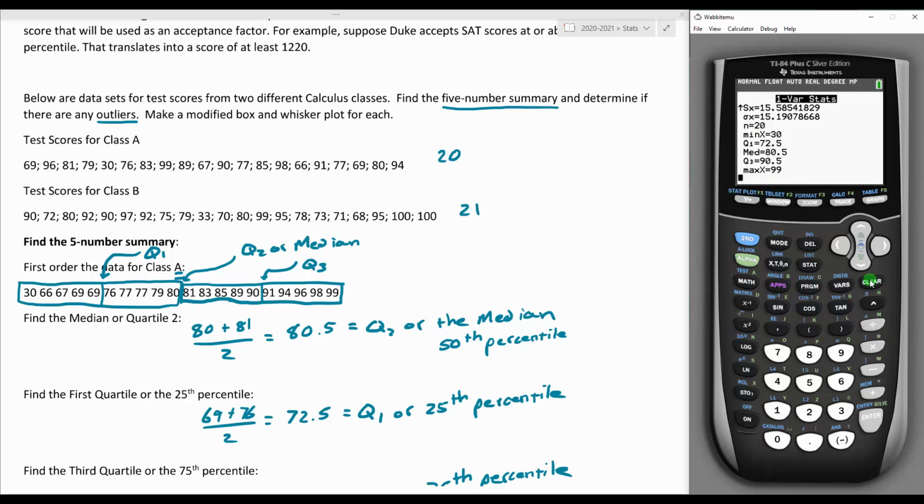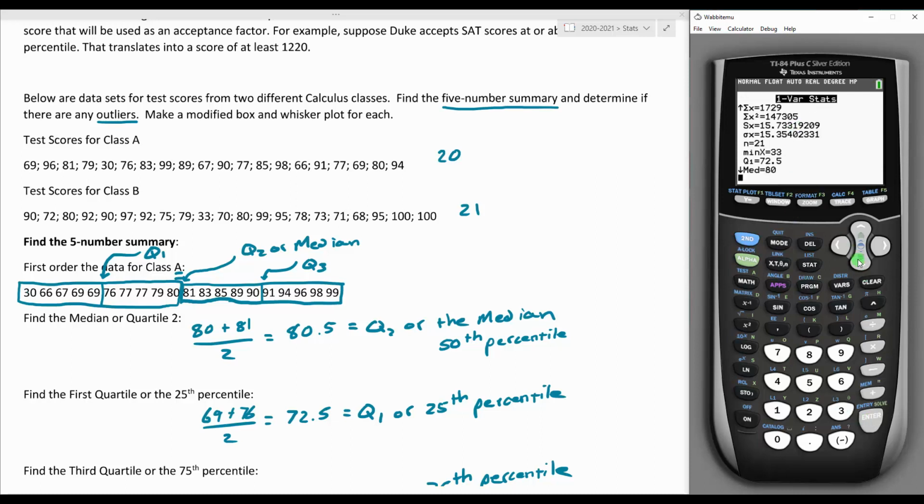Now I'm going to do the same thing, but I want to get the 5-number summary for what I have in list 2. All right, so this time I'm going to hit Stat, Calculate, 1-Var Stats, and this time I'm going to tell it list 2. So I'm going to clear out list 1, hit second Stat, go down to L2, make sure it says L2 right here, and then Calculate.